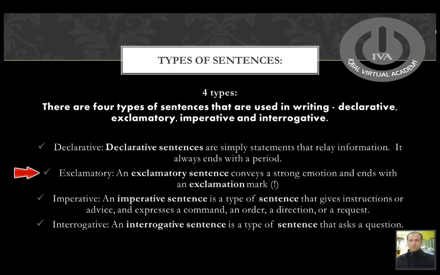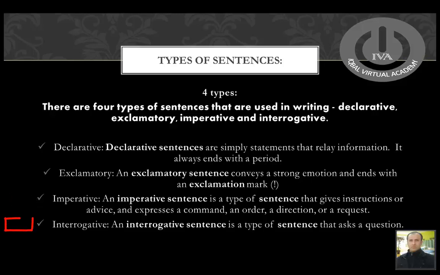Now it's the exclamatory sentence. So what is an exclamatory sentence? An exclamatory sentence conveys a strong emotion and ends with an exclamation mark. Just like, Yahoo, I won the match. Next is the imperative sentence. An imperative sentence is a type of sentence that gives instruction or advice and expresses a command, an order or direction or a request. Just like, you should do it. It may end with an exclamation mark or a period.